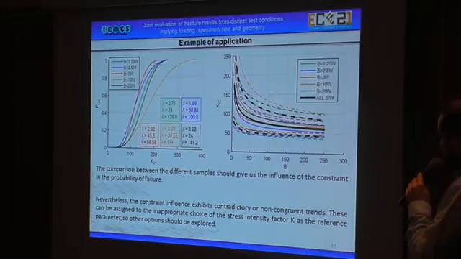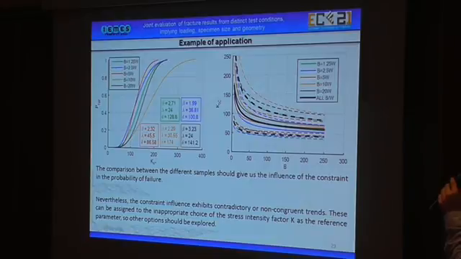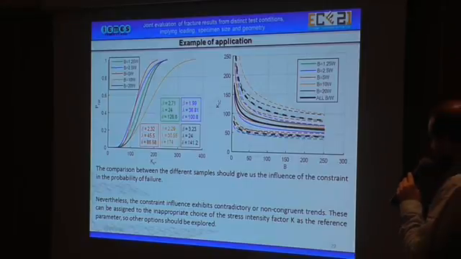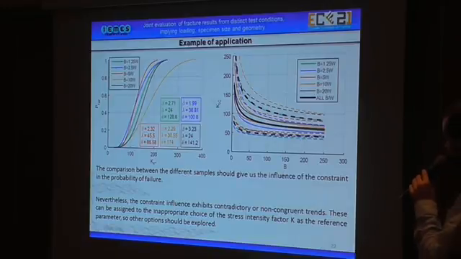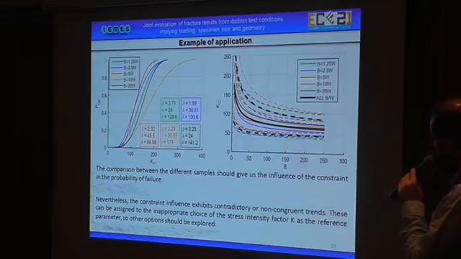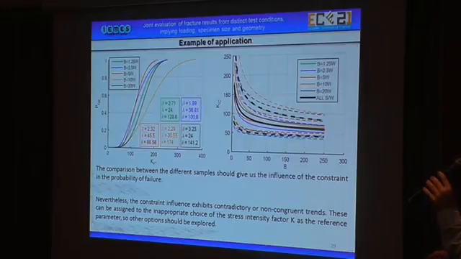And the comparison between the different samples should give us the influence of the constraint effect on the probability of failure. Here we have the comparison between the 5 samples. But nevertheless, the constraint influence exhibits contradictory or not congruent trends. This can be attributed to the inappropriate choice of the stress intensity factor as the reference parameter. So other options should be explored, because we cannot conclude anything from these graphs about the influence of the constraint effect.